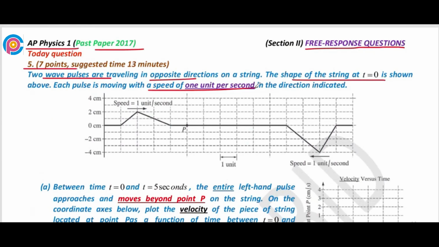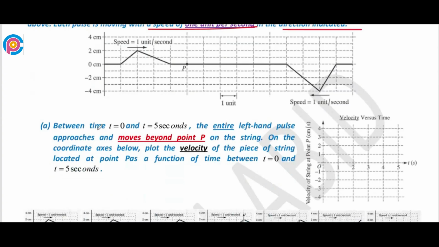Each pulse moves with a speed of 1 unit per second. 1 unit is shown in 1 second. It moves 1 unit along in the direction indicated. Between time t0 and t5, the entire left-hand pulse moves beyond point P. We are discussing this pulse, which is moving in this direction from time t0 to time 5, meaning we have to discuss 5 seconds ahead.